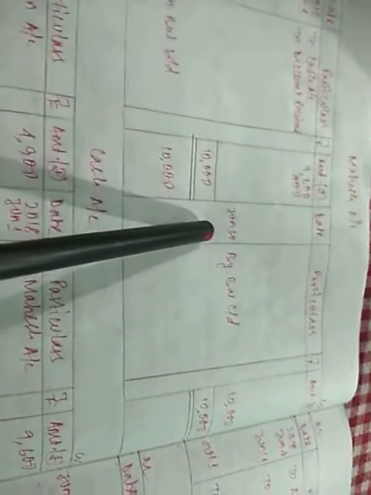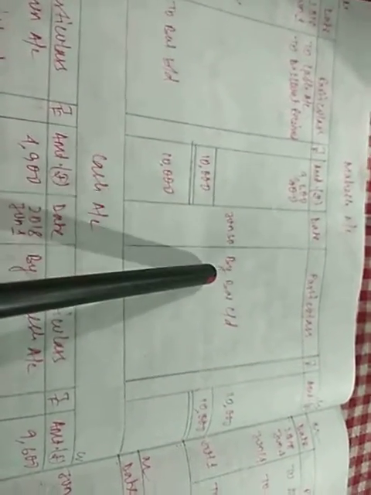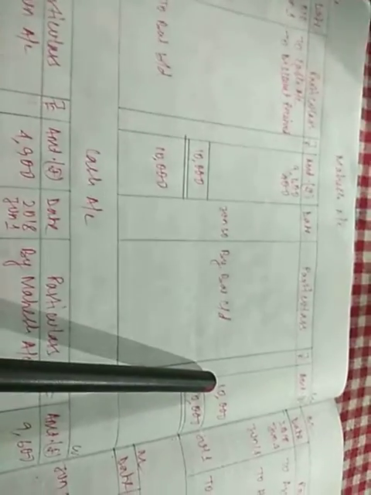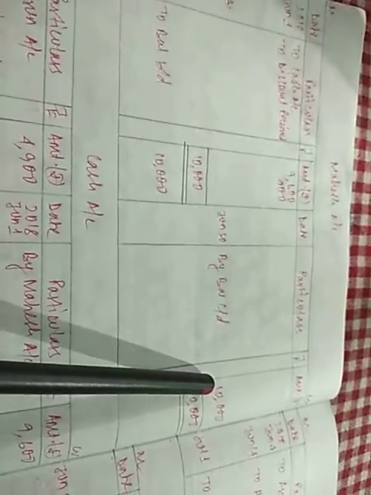CD means carried down or carried forward. You can call it carried down as well as carried forward. On the ending day of the month, this month is June, so at the end of June month, June 30th, we'll make the entry by balance CD. We'll write by balance CD to the balance that we have made to tally the total on both the sides.